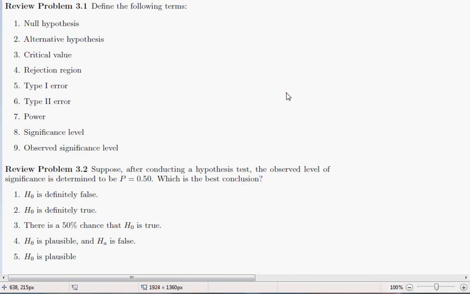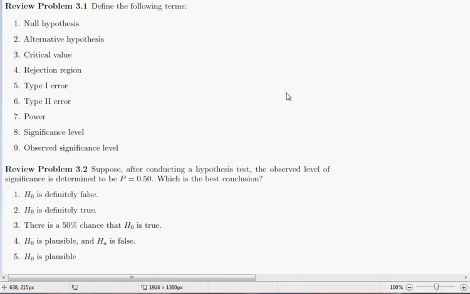And finally, the observed significance level, that is a fancy word for the p-value. That's the probability of seeing a test statistic as extreme or more extreme than the one that was found in the test. So the formal definitions can be found in the textbook. That's a brief verbal definition of these 9 terms.